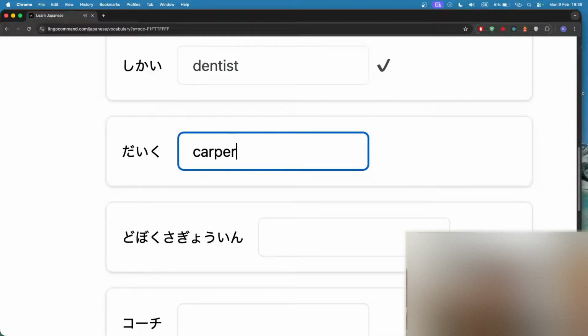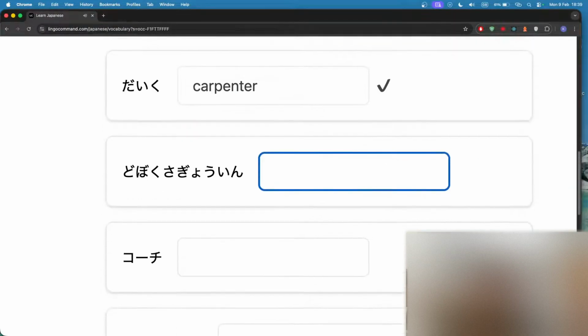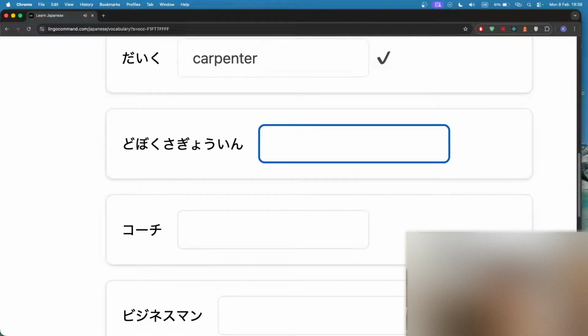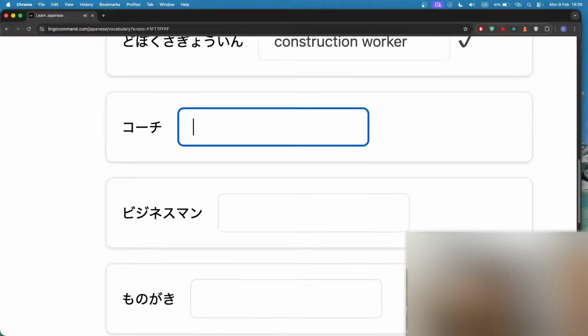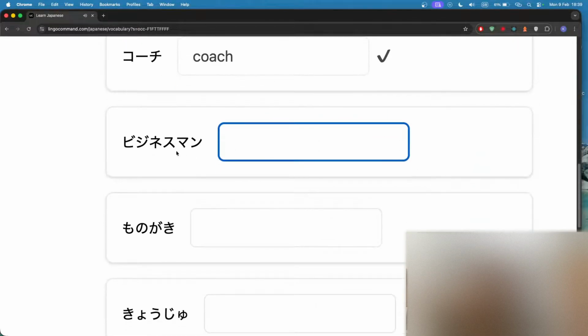Daiku is a carpenter. Dobokusagyoin is a construction worker. Kochi is a katakana. It's a loan word, and it means coach. Coach is in like a football coach or a basketball coach, a sports coach. Businessman.